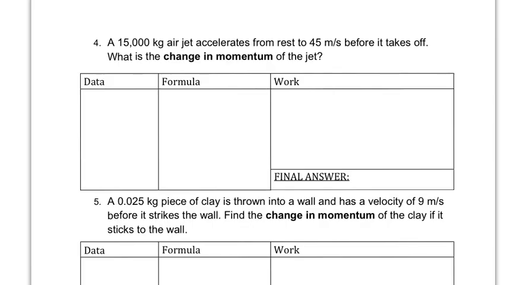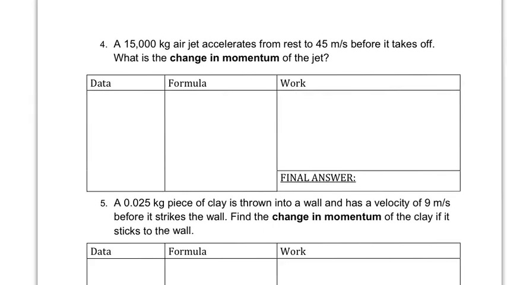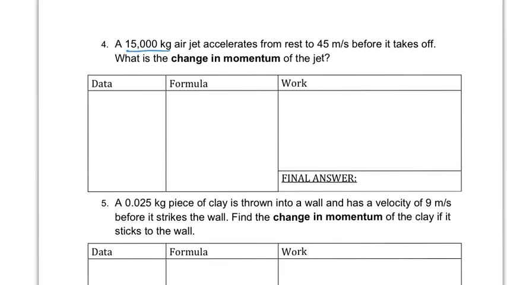Okay, question number 4. We've got a 15,000 kilogram jet. So that's a mass. Accelerates from rest. It's a beginning velocity to 45 meters per second. That's a final velocity before it takes off. What is the change in momentum of the jet? So the delta P is what we're looking for. Now for delta P, you look at the formula sheet and you've got I equals delta P. You've got delta P equals M delta V. So your several choices there.